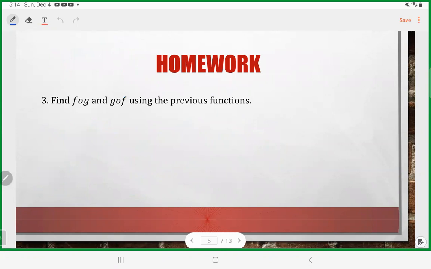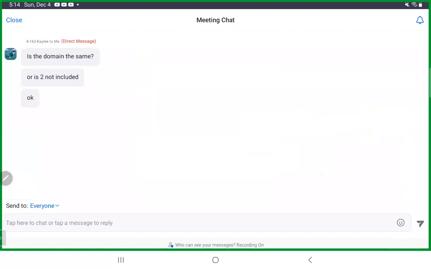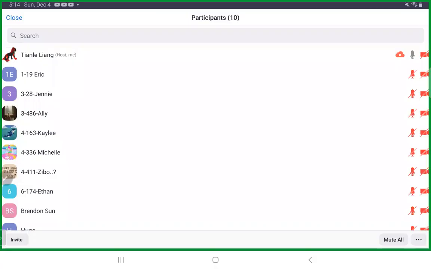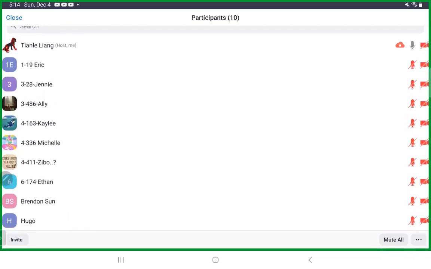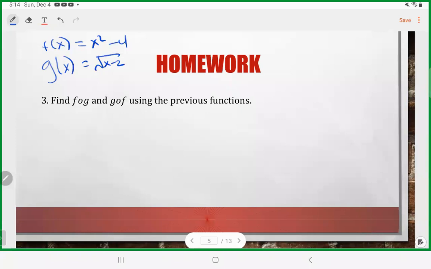Next we can find f of g and g of f. Let me just copy down these functions again. Let's find a new volunteer this time. How about Ethan? Ethan, could you tell us how we do number 3? So you basically put the g function inside of the f function. Good. And so what is the result? I got negative x minus 2.